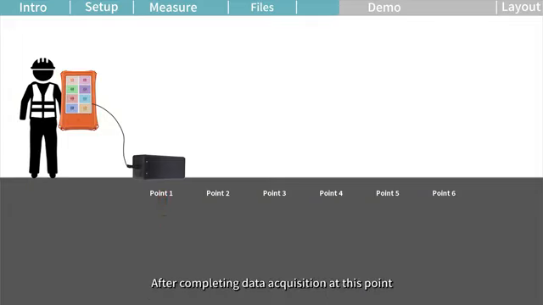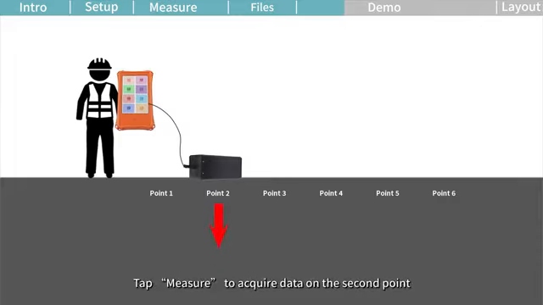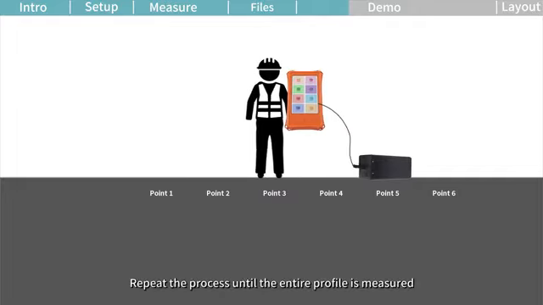line. After completing data acquisition at this point, move the sensor along the same direction at a fixed interval to the second survey point. Tap Measure to acquire data on the second point. Repeat the process until the entire profile is measured.